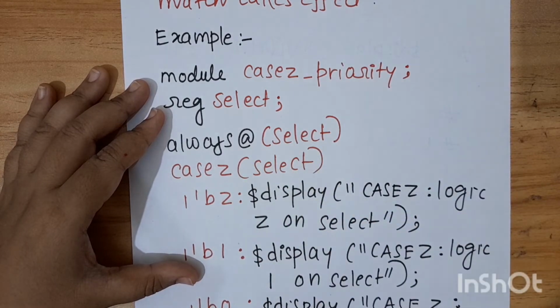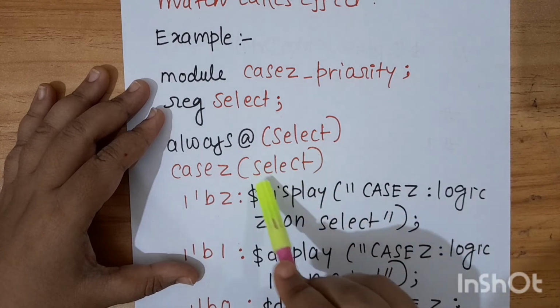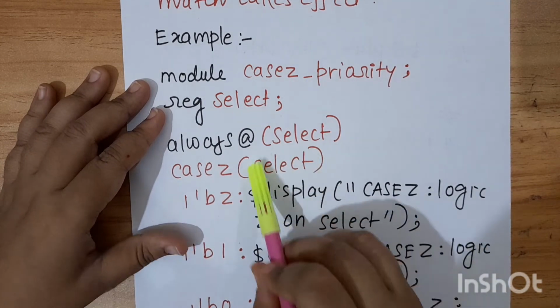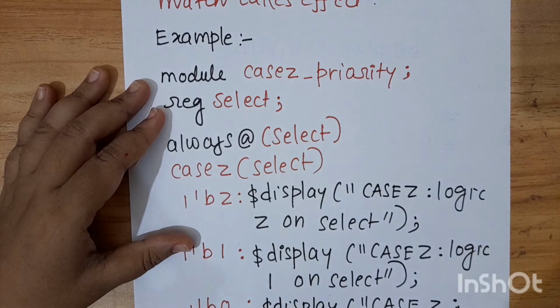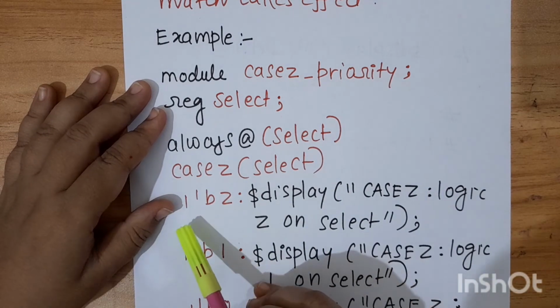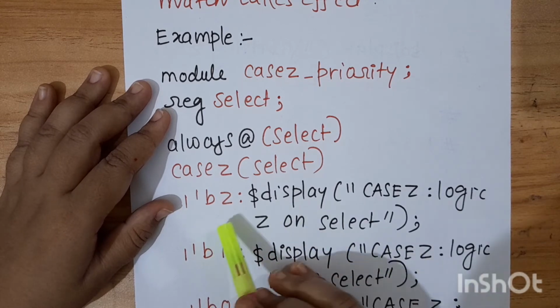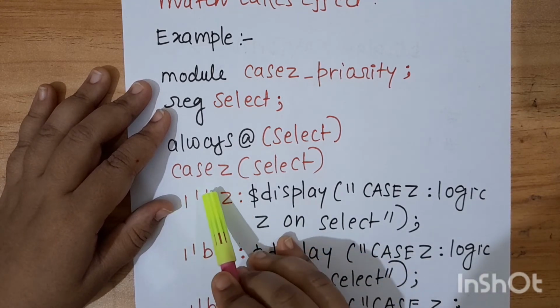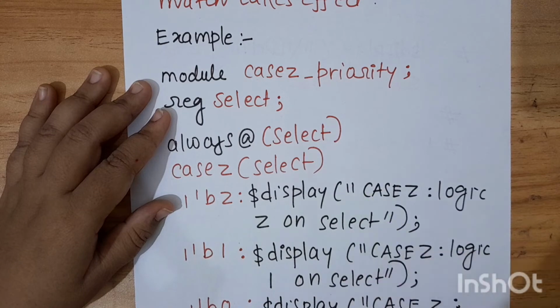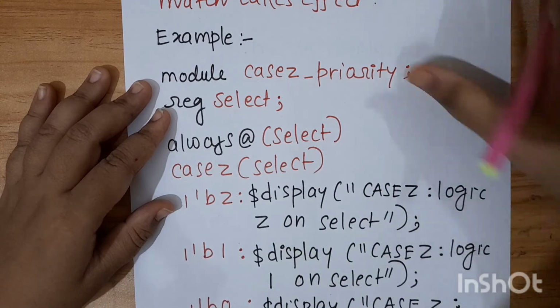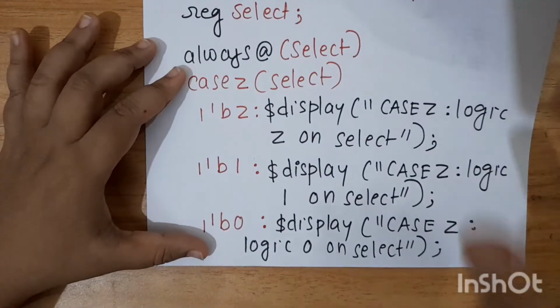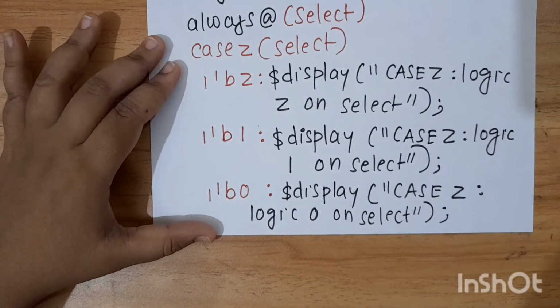Select is the case expression. Now, this select, the case expression, can have 3 values: 0, 1, Z. So for 1'bZ, when it is the case item, $display is what? $display("KZ: logic Z on select"). Inside the double quotes I have put the text because it is a display statement.